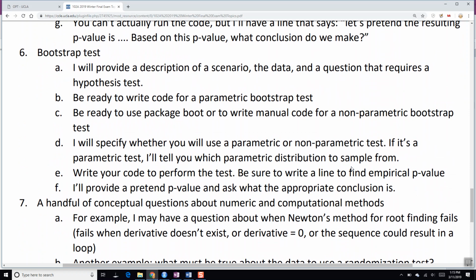And then you'll write your code to perform the test. Again, your code needs to be correct, and you've got to be able to find the empirical p-value. And then just like in the randomization test, I'll say, let's pretend that the resulting p-value is this, and I'll ask you what kind of conclusion you're supposed to make. Okay. Any questions on that?